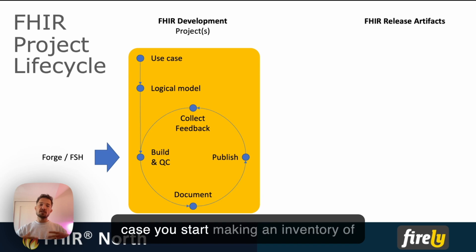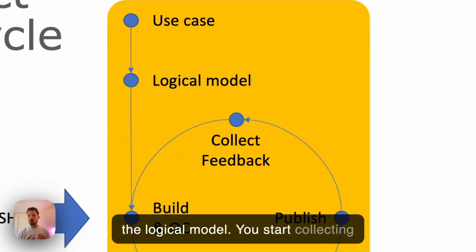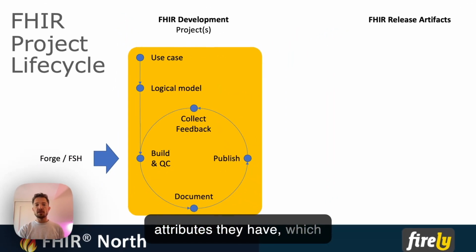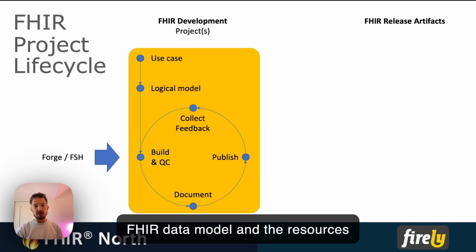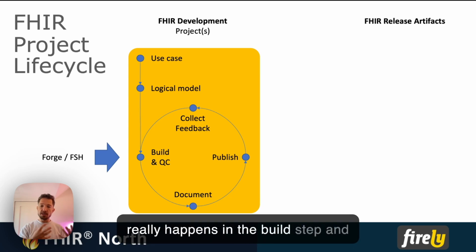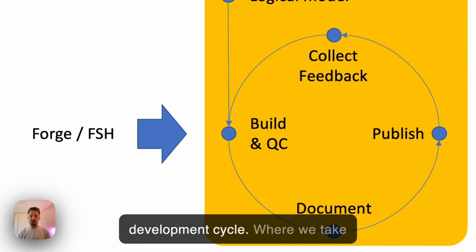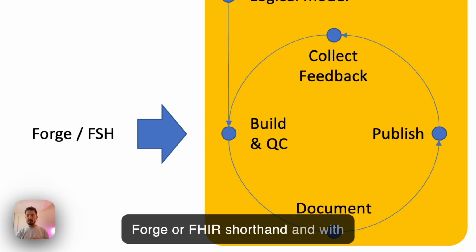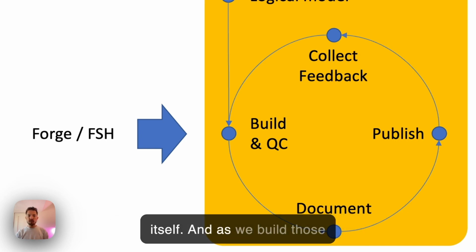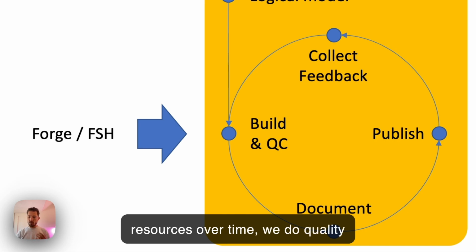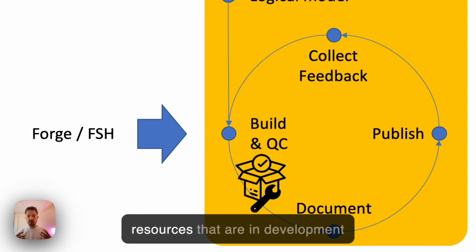Then from that use case, you start making an inventory of the logical model. You start collecting which entities there are, which attributes they have, which terminologies you need to use, but this is still separate from the specific FHIR data model and the resources that are defined in there. And that really happens in the build step, and that's where we enter this FHIR development cycle, where we take Forge or FHIR shorthand, and with that we take our logical model and map it into the data model from FHIR itself. And as we build those resources over time, we do quality control on them, and then we have our resources that are in development and that are being considered for actual publishing.